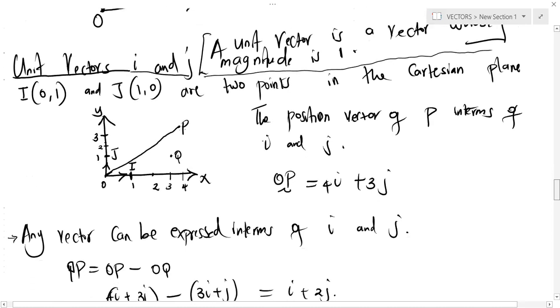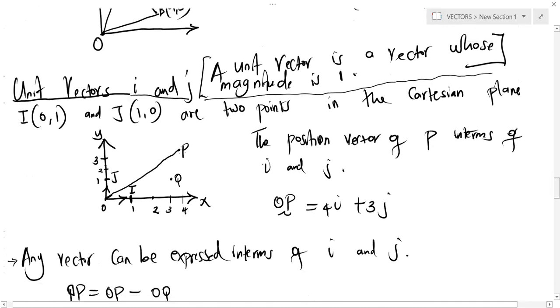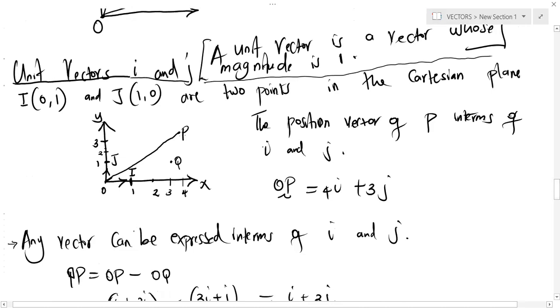Now, vectors can be written in 2 dimensions, also in 3 dimensions. So let's first of all start with i and j. Now, if we have i being equal to (1, 0) and j being equal to (0, 1), these are 2 points on the Cartesian plane. Basically, i is represented on the x-axis as this, and j is represented on the y-axis as this. Unit vectors basically are vectors whose magnitude is 1.